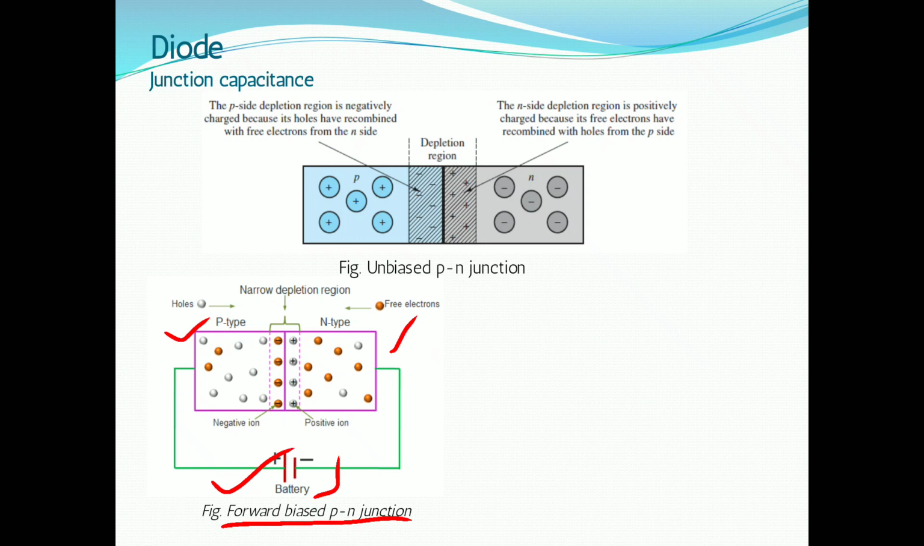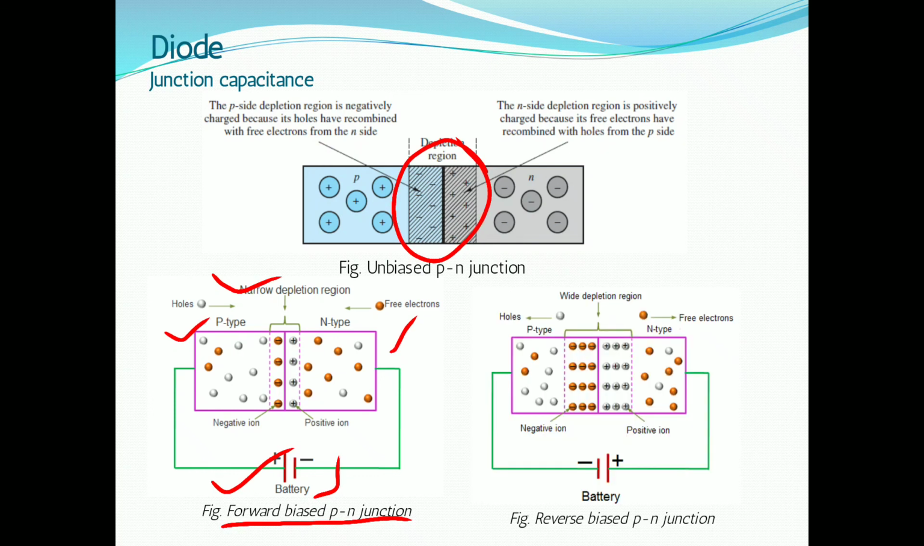In this case, the depletion region gets narrower, it gets thin. And in the other case, if the negative of the battery is connected to the p-type and the positive of the battery is connected to the n-type, then this is termed a reverse bias p-n junction. In this case, the depletion region gets wider and wider. So these are the two things that happen during forward and reverse bias potential.